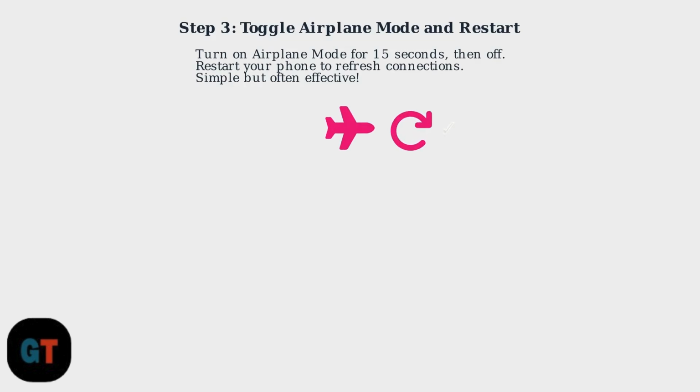Step 3 is straightforward. Toggle airplane mode. Turn it on for about 15 seconds, then turn it off. Also, give your phone a full restart. This refreshes your network connections and can clear up temporary glitches.